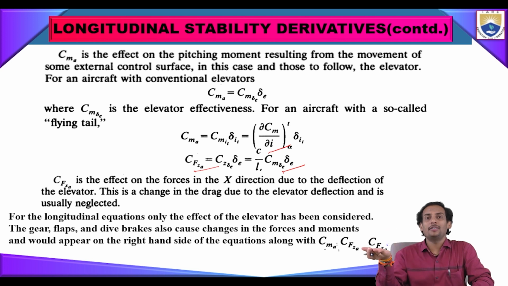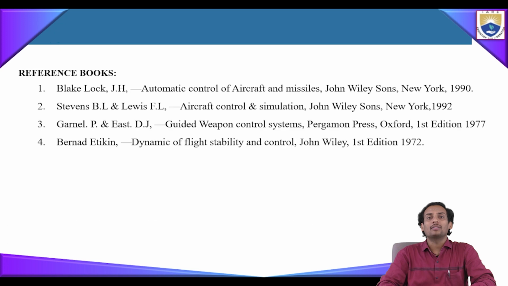So in addition to that, there will be flaps, brakes, and gear changing forces and movements. Small perturbation movements also. Those effective forces also need to be considered. So by considering all these things only, we can say how we can get the aircraft stability in a static region. So this is all about aircraft equations of motion in longitudinal direction.